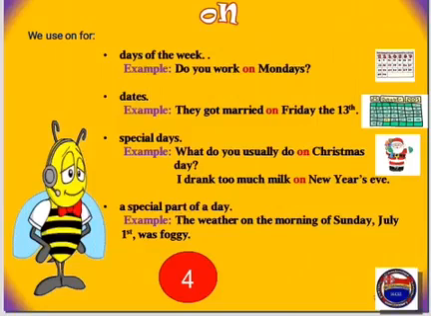We also use on before dates. Like the written example, they got married on Friday the 13th. Also, on is used before special days like Christmas Day, New Year's Eve, etc. Finally, we use it before a special part of a day. For example, the weather on the morning of Sunday, the 1st of July, was foggy.